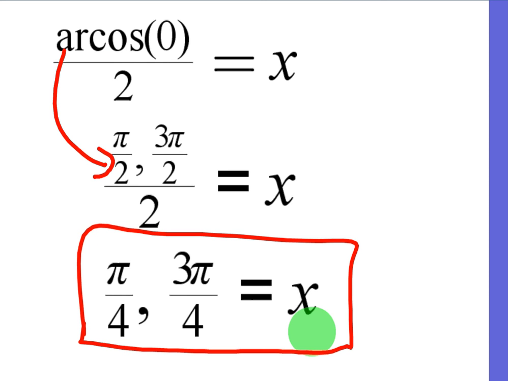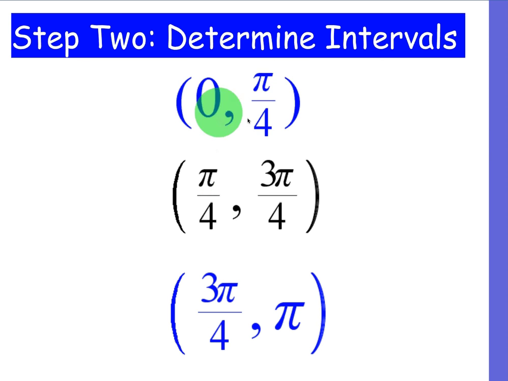So that gives us 3 intervals. Remember, if you're given 2 critical values, you get 3 intervals. And remember, we start at 0. So our first interval is from 0 to pi over 4. Next is in between our 2 critical values, pi over 4 and 3 pi over 4. And finally, 3 pi over 4 to pi. Pi was our right endpoint value.